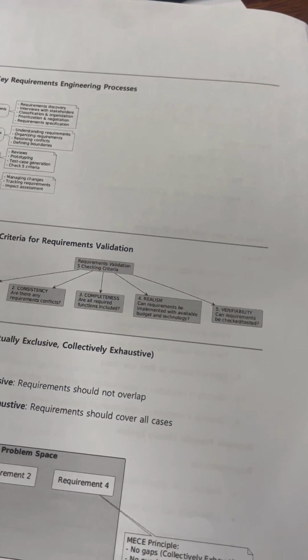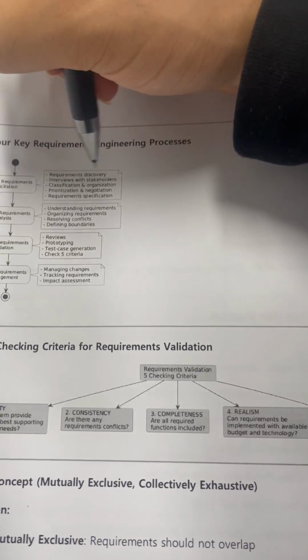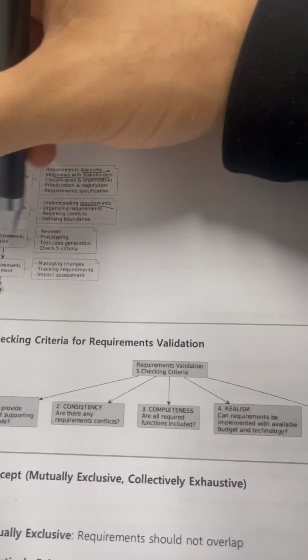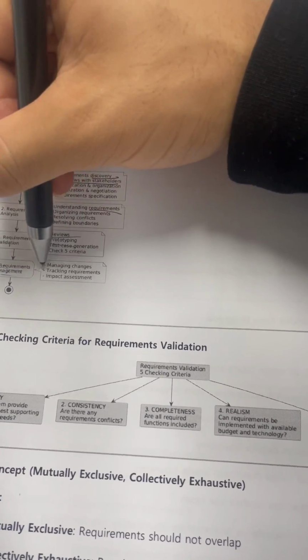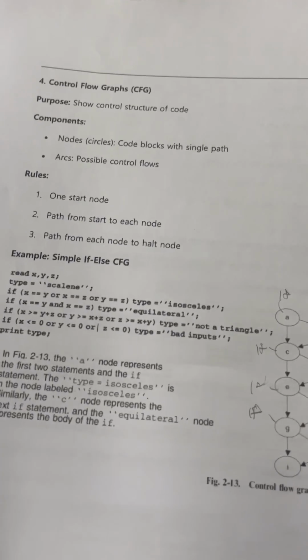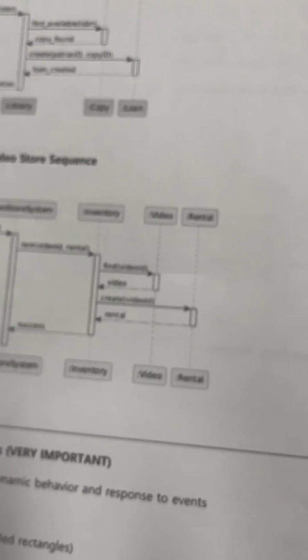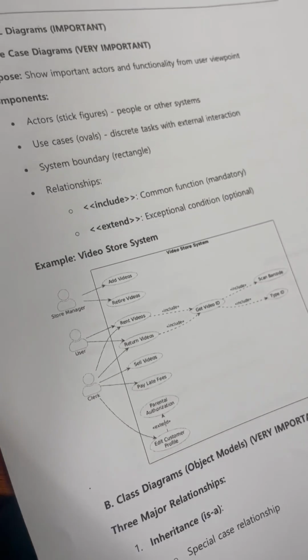And this is the requirement engineering process, which I told you before: requirement elicitation, discovery, interviewing stakeholders, and then we understand requirements, and then requirement validation, review and prototyping, and requirement management, managing changes. Yeah, this is the control flow diagram, and this is the sequence diagram. And in the use case scenario, there are include and extend conditions.